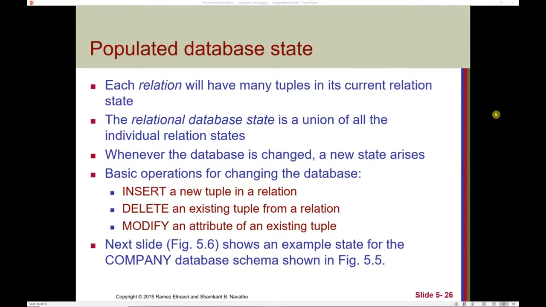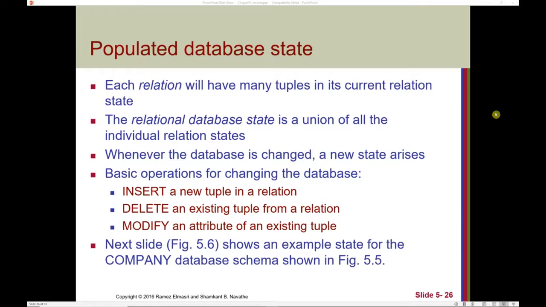Each relation or table will have many tuples or records in its current relation state. And the relational database state is the union, the collection of all of the individual relation states. Whenever the database is changed, a new state arises.